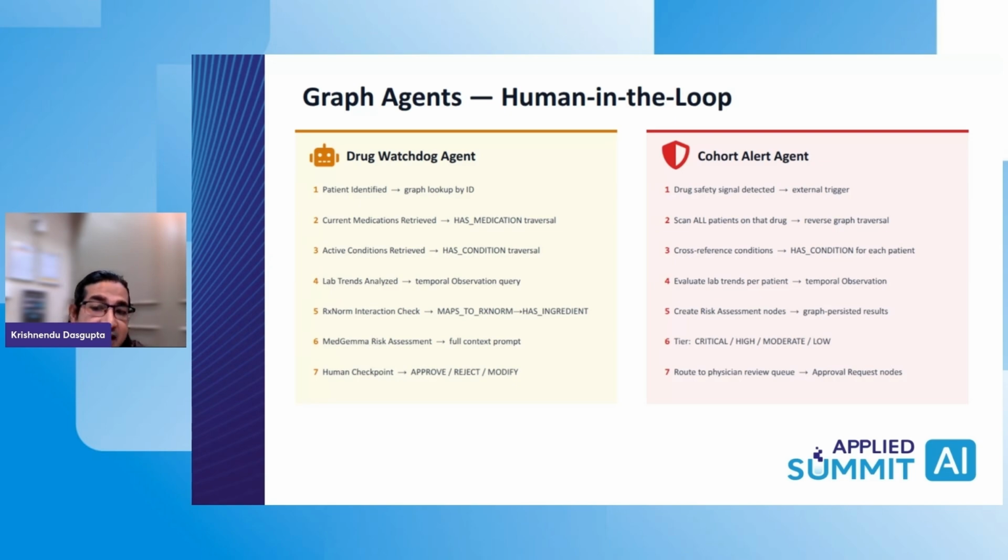But then a new medicine has to be given. At the same time, it is also important to make a decision whether the new medicine should be given to that person or not. So what could be done is, for example, can we have it? And if we are doing it, then what are the different steps that we can do? 7 graph-powered steps: retrieve medicines, conditions, temporal labs, check the ingredients from the drug, and then an assessment happens through the medical AI. But that's not the end of it.